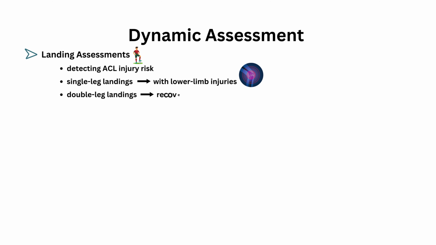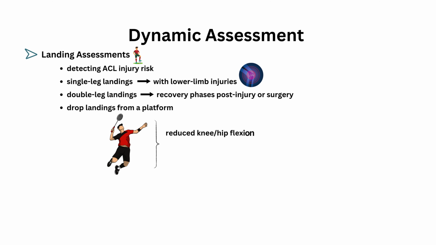Landing assessments are crucial for athletes, especially for detecting anterior cruciate ligament injury risk. Single leg landings are ideal for those with lower limb injuries, for example patellofemoral pain, while double leg landings suit recovery phases post injury or surgery. Drop landings from a platform can highlight reduced knee or hip flexion, excessive knee valgus, and heavy landing patterns which are linked to higher injury risk.